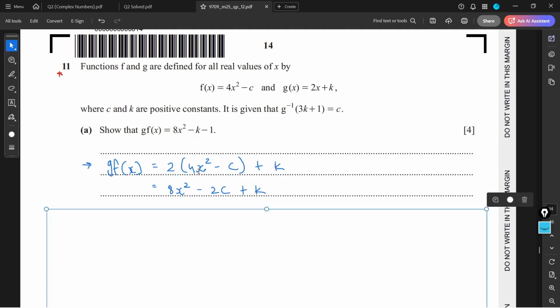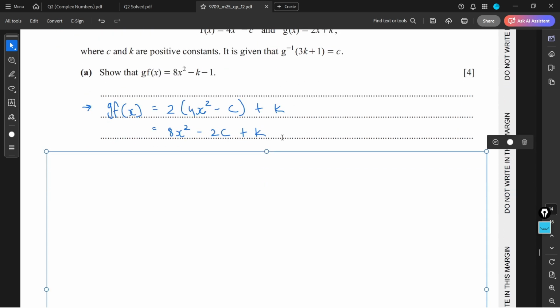As you can see, the first part is pretty straightforward. I took the function f, that is 4x squared minus c, and just substituted it inside this g. And I got 2 times (4x squared minus c) plus k. And then if I just open the brackets, you can see that I'm getting the answer in terms of c and k both. But now, because the final answer is just in terms of k, I'll also need to figure out what my g inverse of x is.